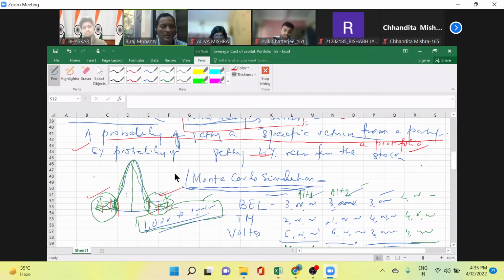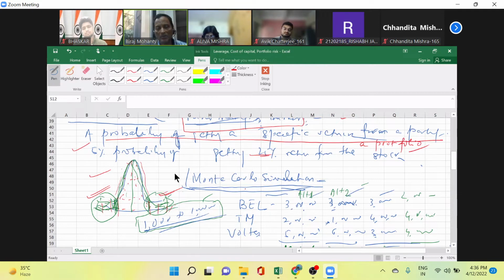Once you have different combinations of portfolio, you can put those combinations here with their return versus risk, like this, inside the curve. Whichever are the outliers, you can always avoid them and focus on the portfolio combinations which are inside the normal distribution curve. That way you can proceed also. So this is one way of calculating.